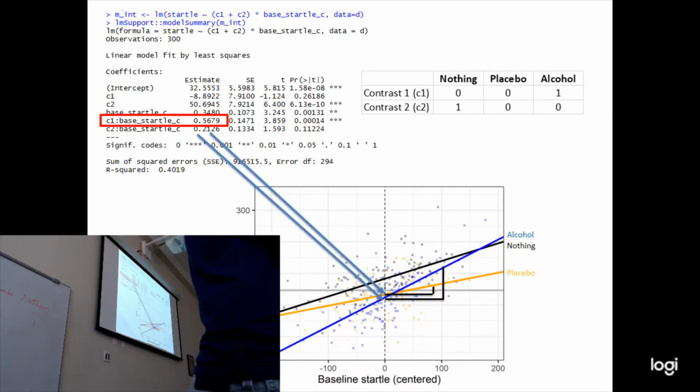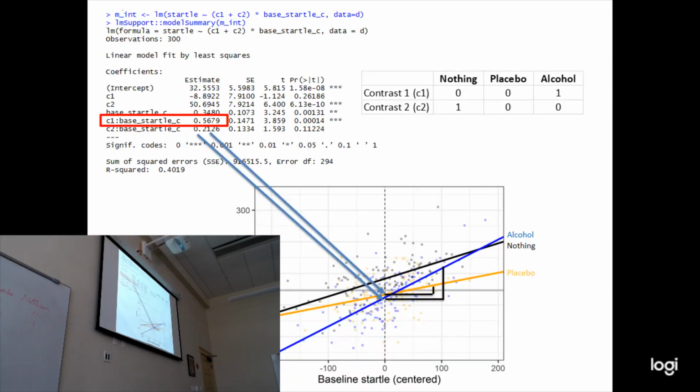To clarify, that's not what C1 represents, but it's the interaction between C1 and baseline startle. Yeah, I said C1, I misspoke. The interaction between baseline startle and C1 is that difference in slopes. Thank you.